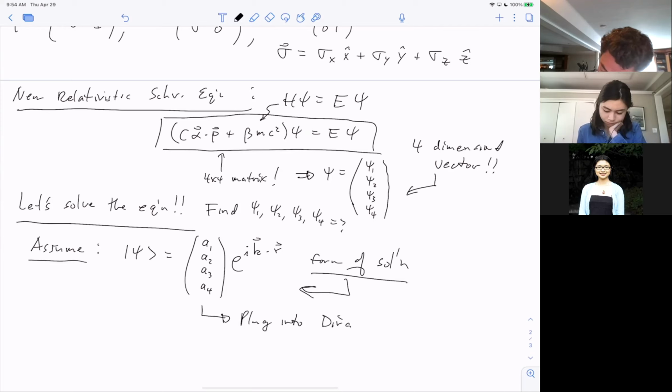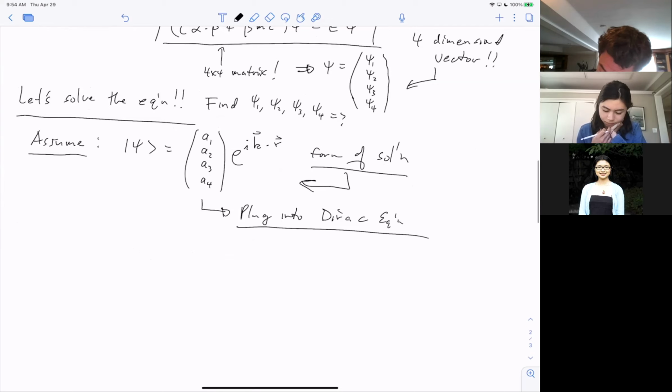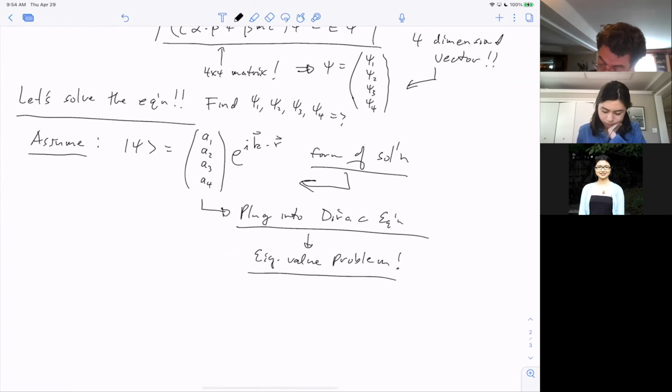And I did this last time. But it's a bunch of math, it's easy to get lost in the math. Then you plug into the Dirac equation and you get an eigenvalue problem, just like all the eigenvalue problems that you've ever solved, and you have solved many. It's just a standard eigenvalue problem. This is the eigenvalue problem, H psi equals E psi, and that's the eigenvalue.